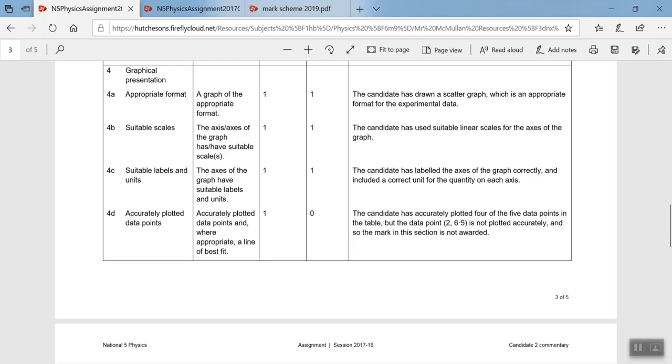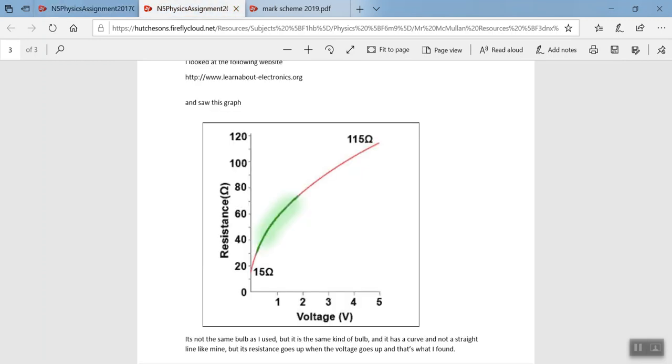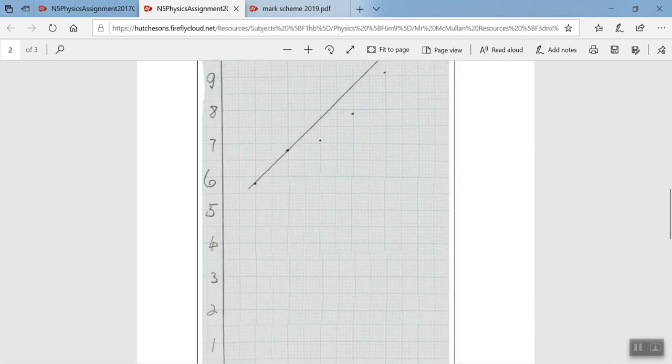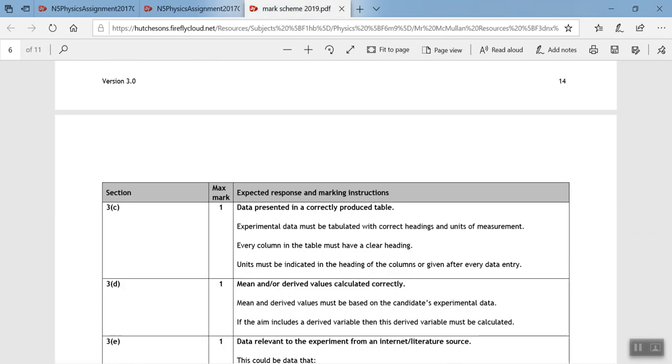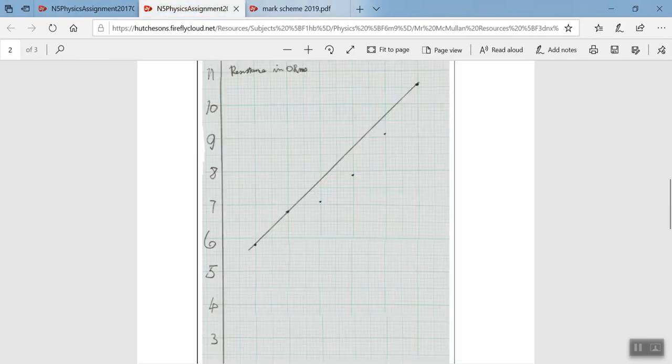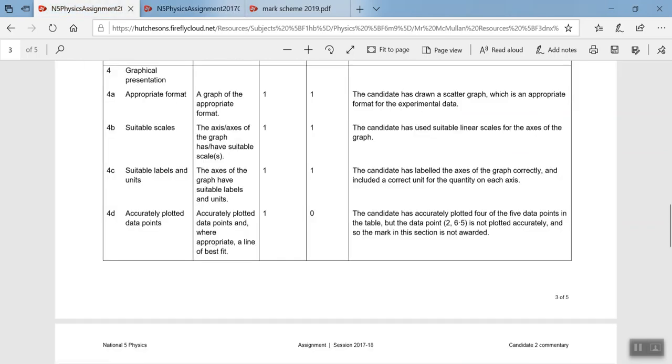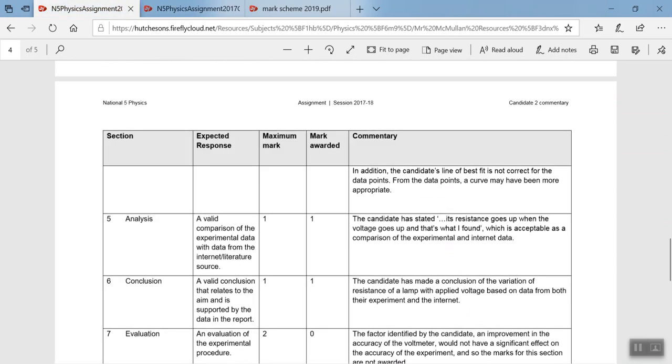Their graph, 3 out of 4 marks. Okay, they had a scatter graph, they had linear scales, they had labelled it. However, they plotted 4 of the 5 points correct, but 1 point is not plotted correctly. Okay, one of these points here is not plotted accurately. Now you have to have them all correct to get full marks. So they lost a mark for accuracy.